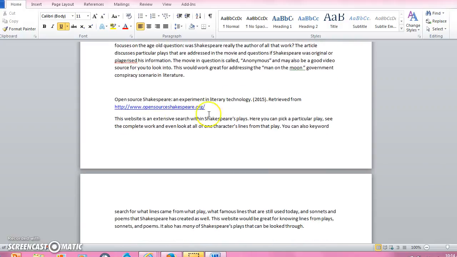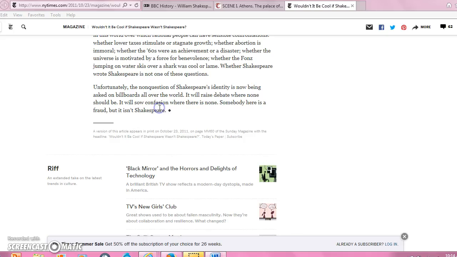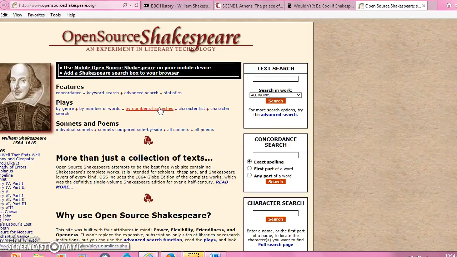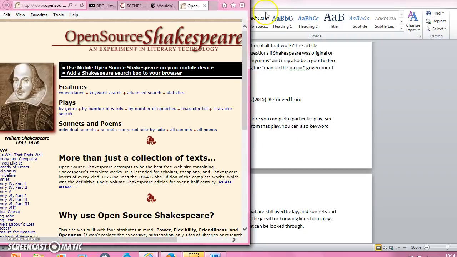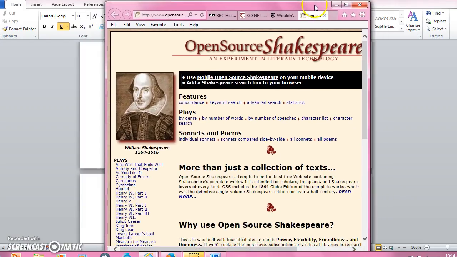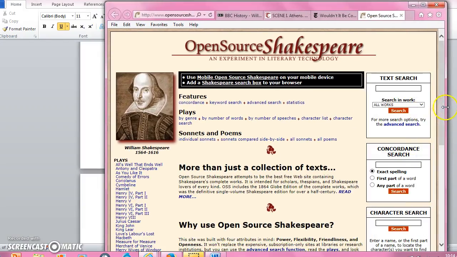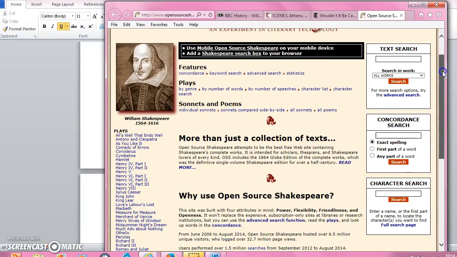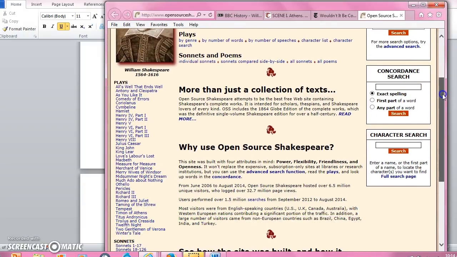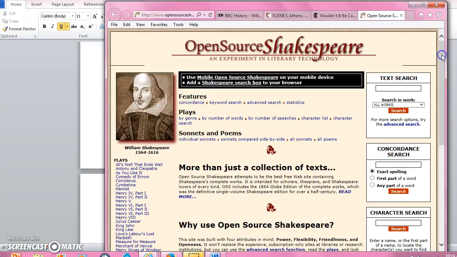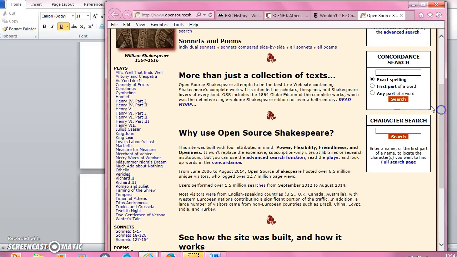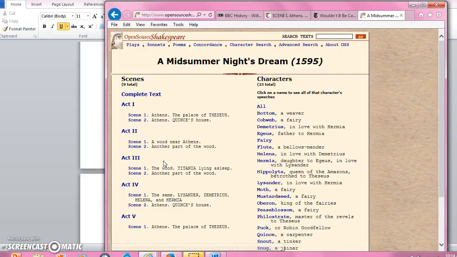Okay, our next one here. Hey, this is an amazing website. I was actually really, really surprised to see all this. So I'm going to make this so you can see my screen over here. What I'm really interested in with this is that you can actually look up and search different lines right here in this text search box. You can search different lines and it'll bring up which character said it and also what play it's from.